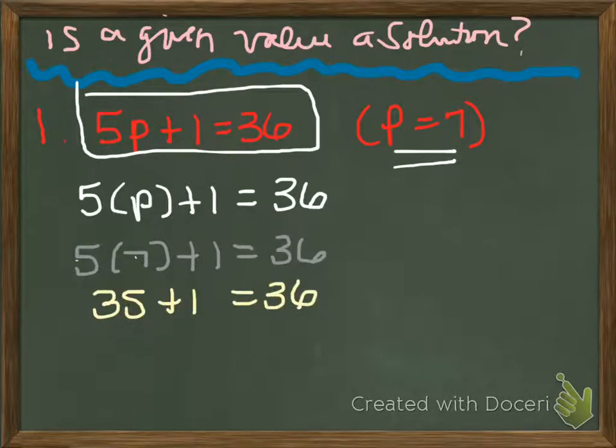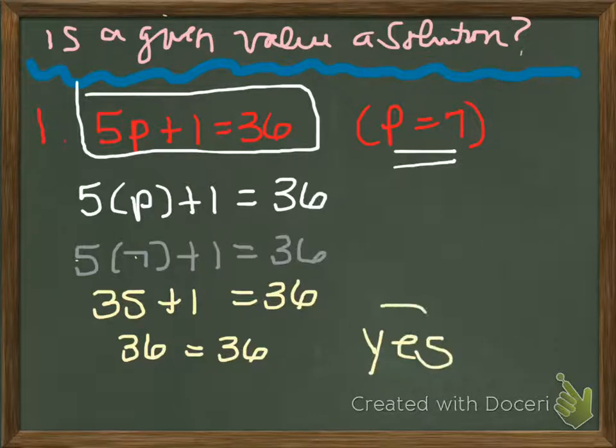And I'm left with an addition. 35 plus 1 is 36. 36 equals 36 is a true statement. So the answer is yes. 7 is a solution to the equation.